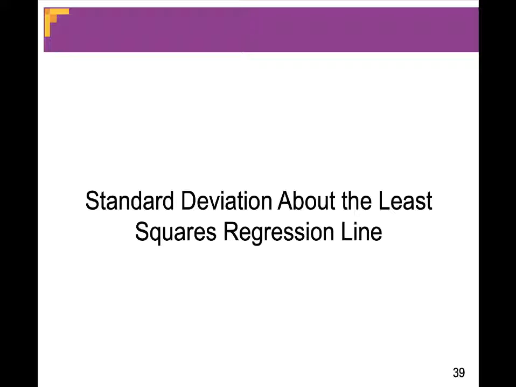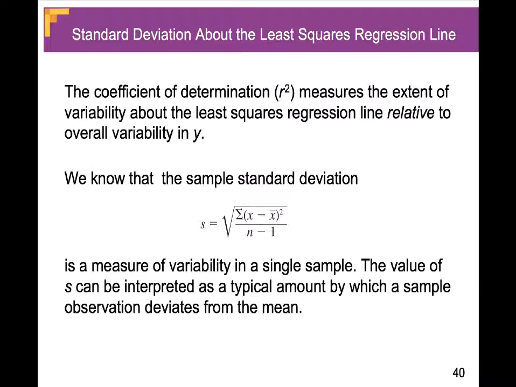The last calculation that we will have is the standard deviation about the least squares regression line. We can actually calculate the standard deviation around that line. When we looked at those sum of squares of residual and the sum of squares of total, we saw where the coefficient of determination was measuring the extent of variability about the least squares regression line relative to the overall variability in y. Well, what if there's a lot of overall variability? Well, going back to a previous chapter, the standard deviation is calculated with the formula shown here. It can be interpreted as the typical amount by which a sample observation deviates from that mean.